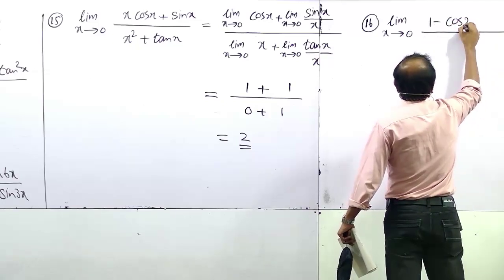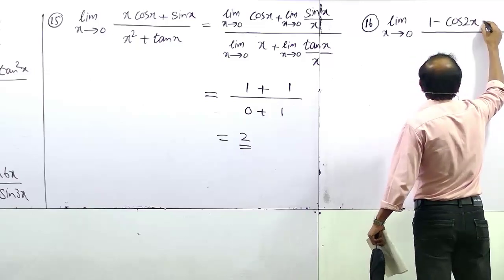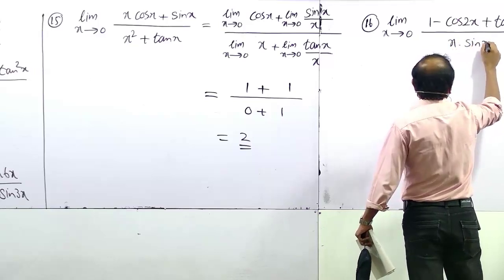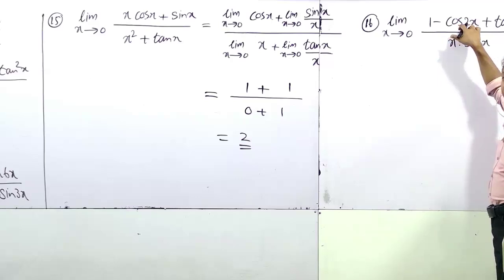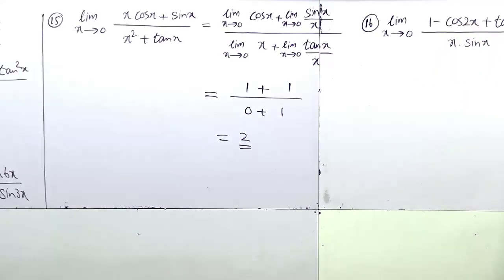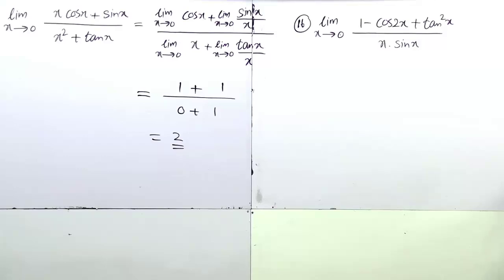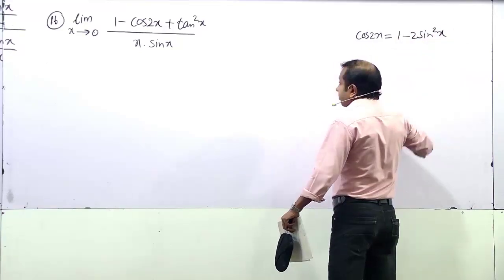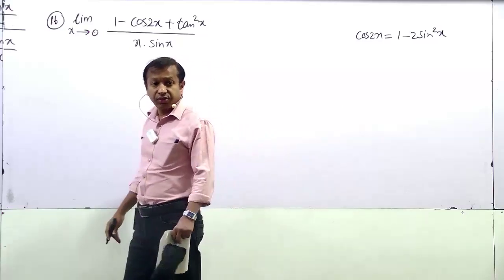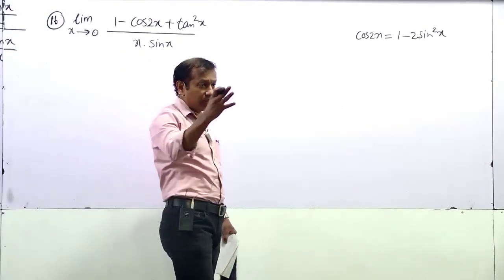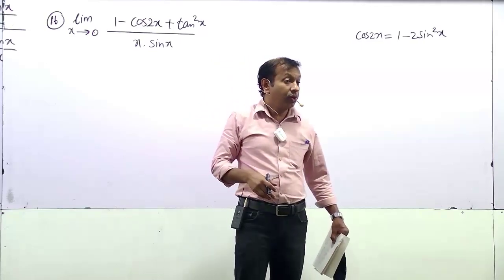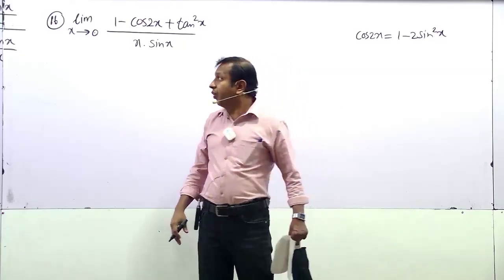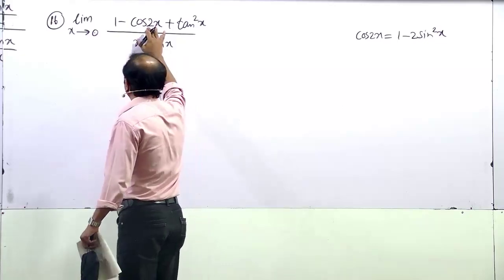One minus cos 2x plus tan squared x over x sin x. Cos 2x, to cancel this 1, you have 3 formulas for cos 2x. Of them, we have 1 minus 2 sin squared x. Can you remember this formula for cos 2x? What is the first one? Cos squared x minus sin squared x. Second one, cos 2x equals 2 cos squared x minus 1. Third one, cos 2x equals 1 minus 2 sin squared x. We learned them. We use that cos 2x here, 1 minus 2 sin squared x.